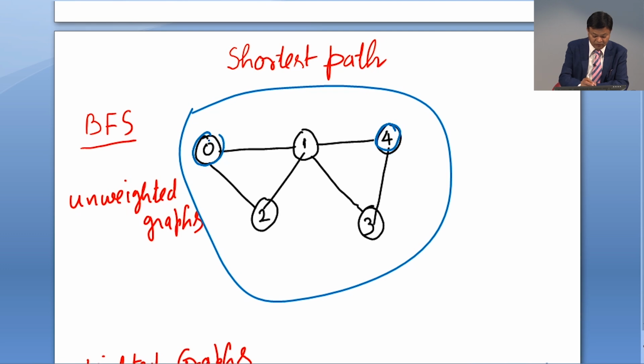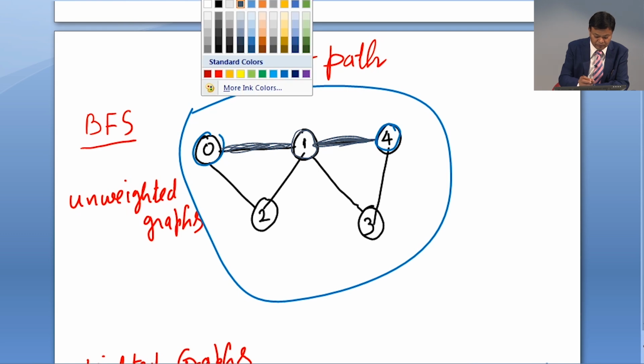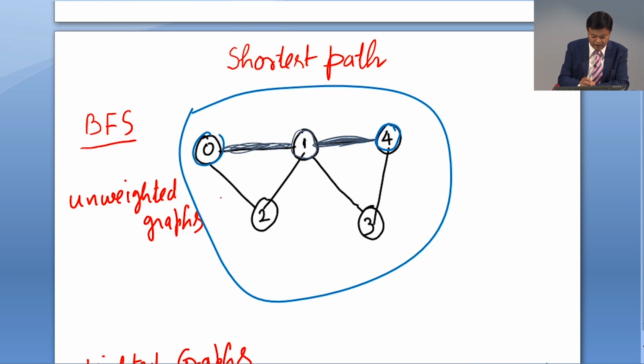Now if I apply BFS on this graph, I will get a path 0 to 1 and 1 to 4, because this is the only path from 0 to 4 with only one node in between. So if it is an unweighted graph, this becomes the shortest path. Now let us introduce some weights to the edges. Suppose this weight is 1, this is 2, this is 3, this is 1, while this is 4, this is 5. Now calculate and tell me which is the shortest path from 0 to 4.